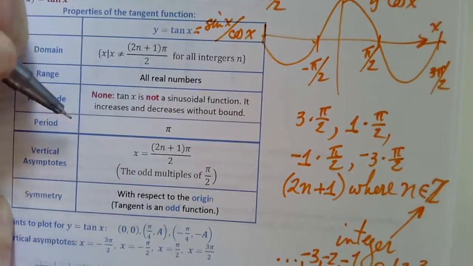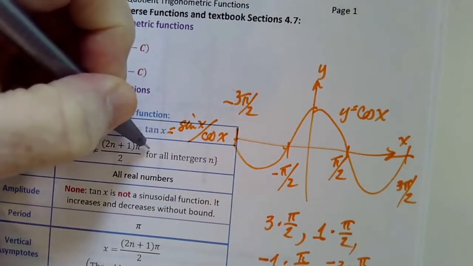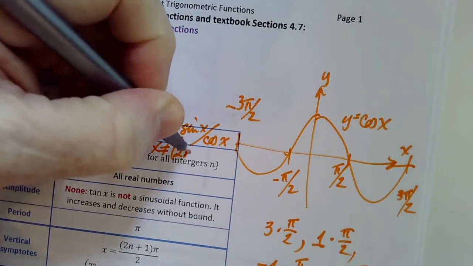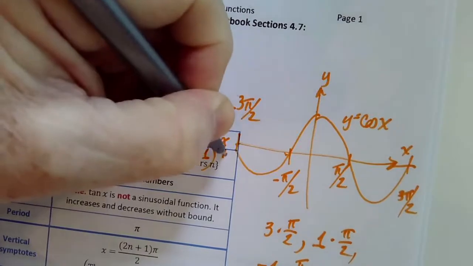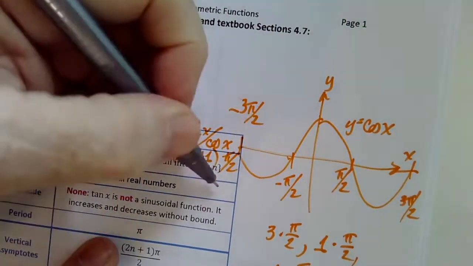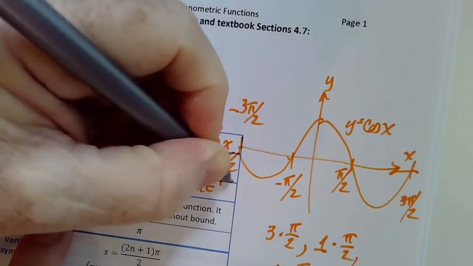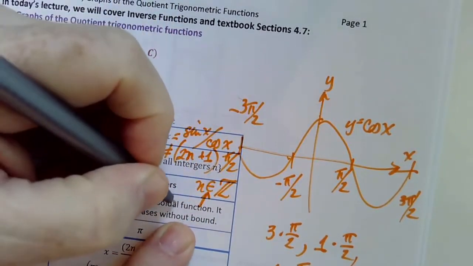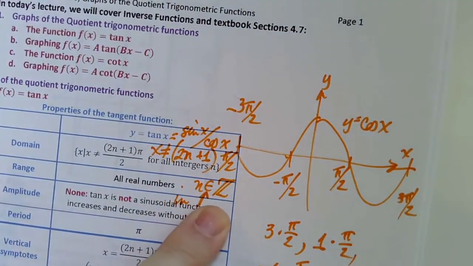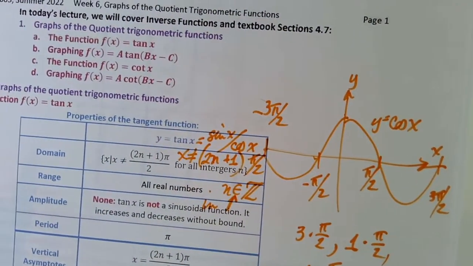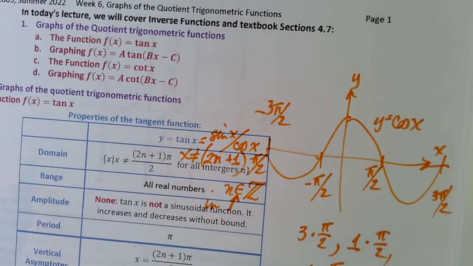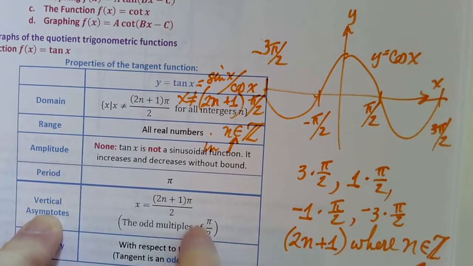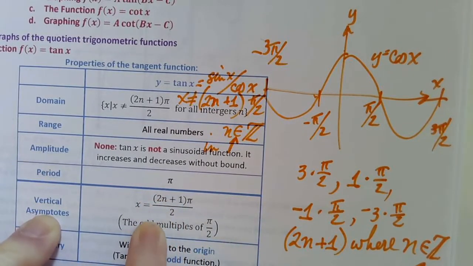And I'm going to write this as x cannot be 2n plus 1 times pi over 2 for n any integer. And remember this little symbol, this e means n, so if n is any integer, then the tangent is not defined, and what that means is that we'll have a vertical asymptote at every odd multiple of pi over 2.